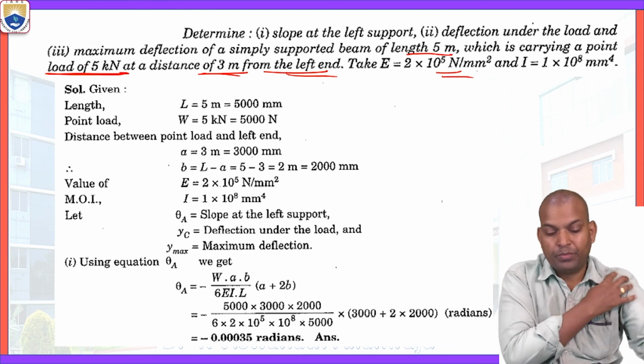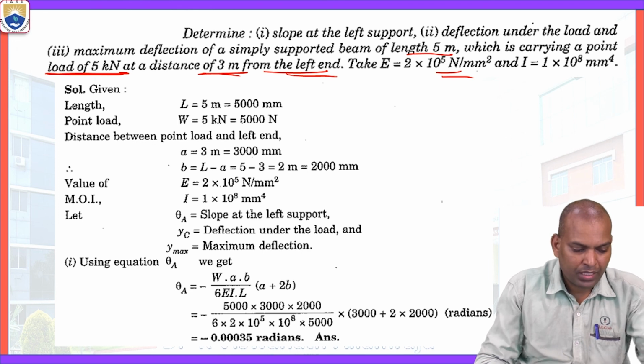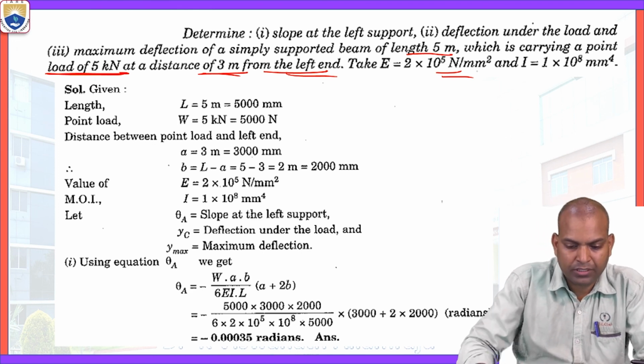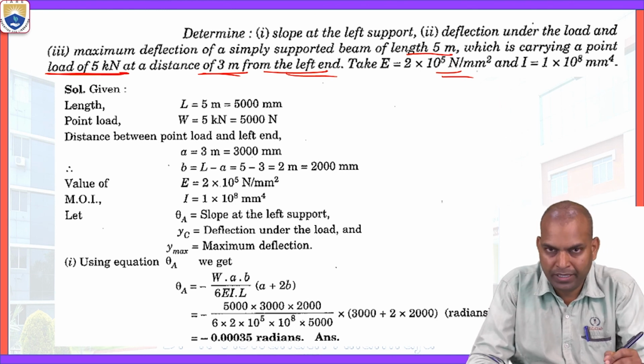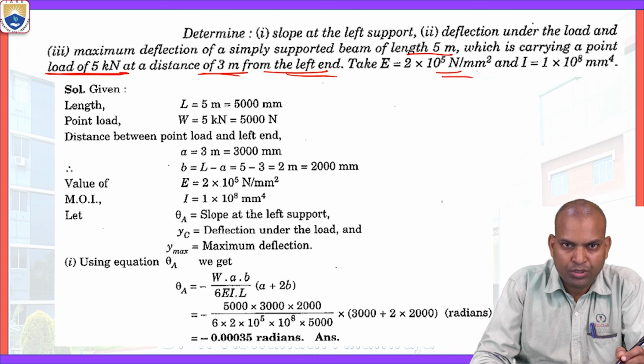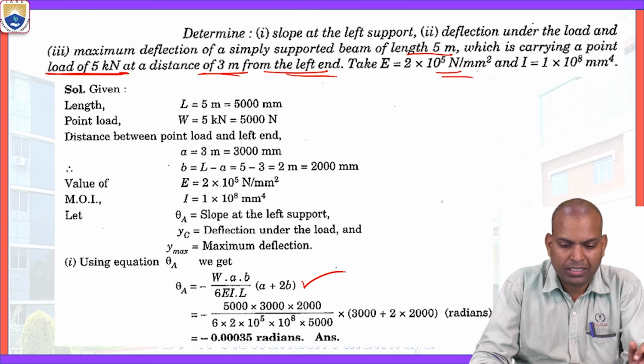The span of the beam is 5 meters, but the concentrated load is acting at 3 meters. In this manner, apply it here. That is the homework for the students. You apply the same formulas. What is the formula here? Theta A equals WAB by 6EI l times (a plus 2b). Substitute, and we directly get the answers.